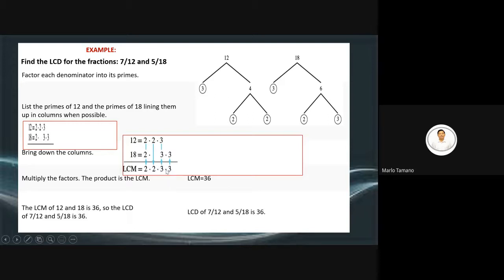Okay? So, the LCM is by multiplying all the prime factors. No? So 2 times 2 times 3 times 3. Yun na po. So 2 times 2 is 4 times 3 is 12. 12 times 3 is 36. Is it correct? Opo. So yan po yung sinasabi niya, multiply the factors, the product is the LCM. And of course, the LCM of 12 and 18 is 36. So the LCD of the fractions 7 over 12 and 5 over 18 is 36.